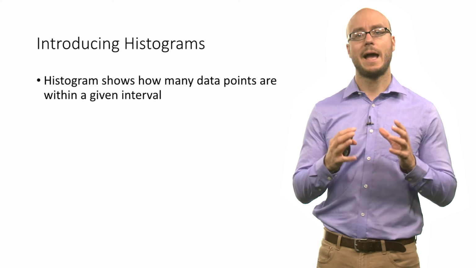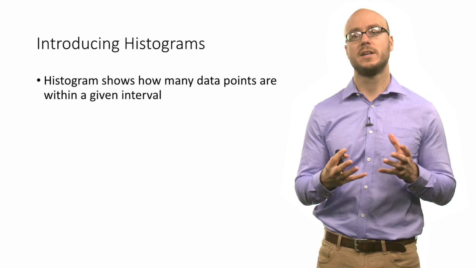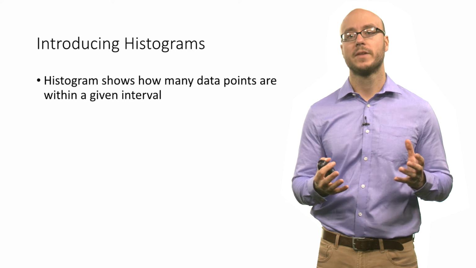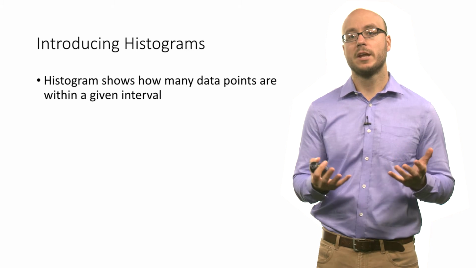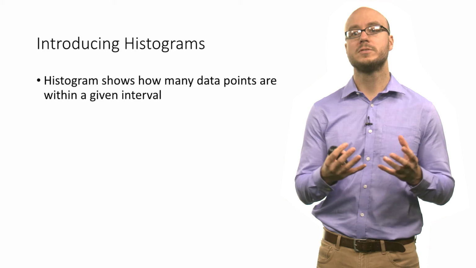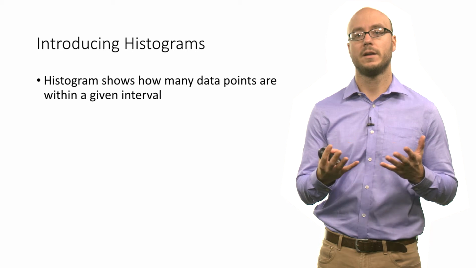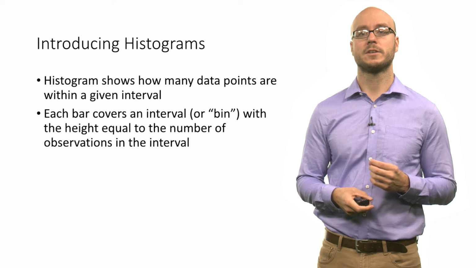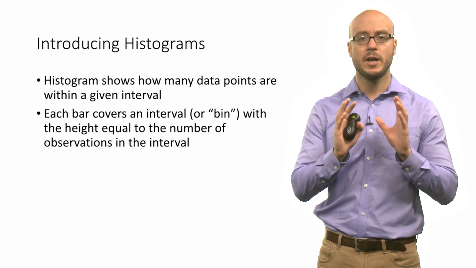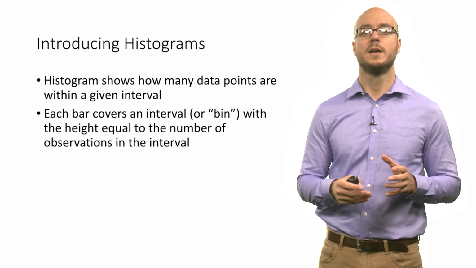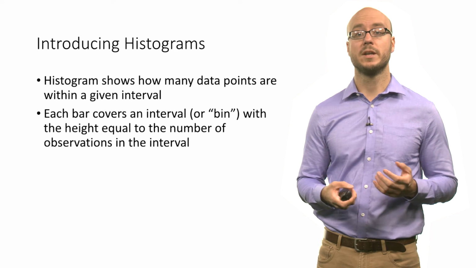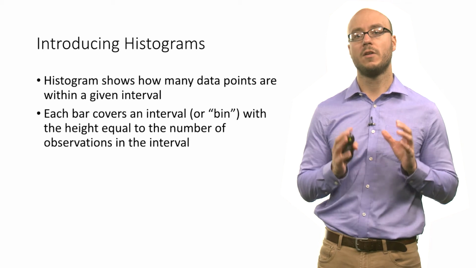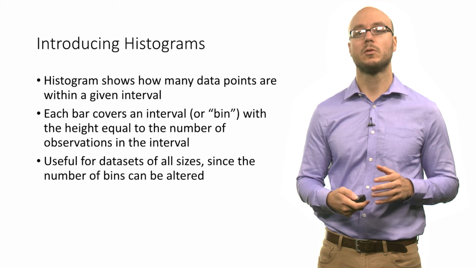They show the number of data points or the density of data points within a given interval. So you can bin a numerical variable based on intervals that really reduce the number of data points that you are representing in your histogram or in your plot. In a histogram, each bar covers an interval, also known as a bin, and the height of each bar is equal to the number of observations in that interval or bin.